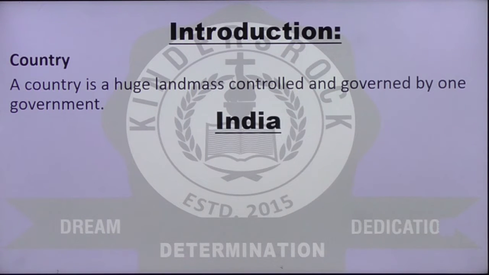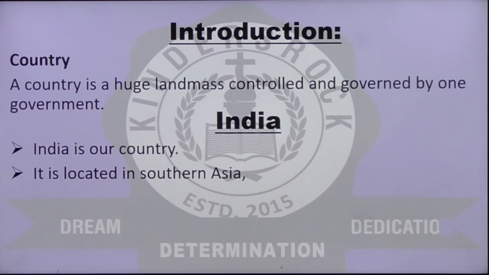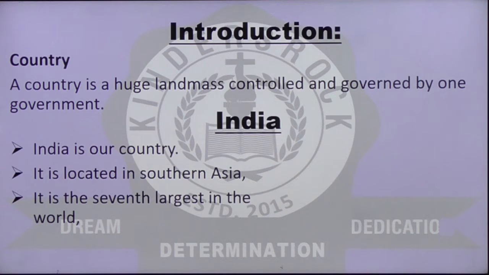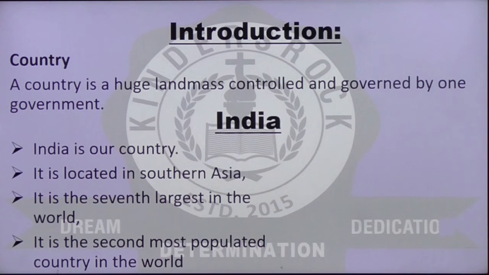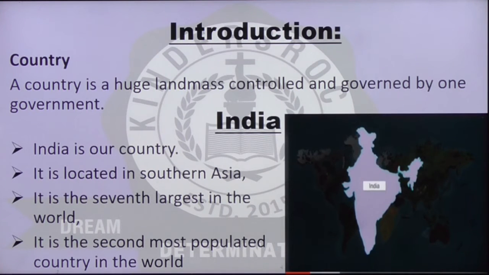India. Now let us look at India. India is our country. It is located in southern Asia, that means south of Asia. It is the 7th largest country in the world in terms of area, and it is the 2nd most populated country in the world. There we have a picture of India in the backdrop of the world map.